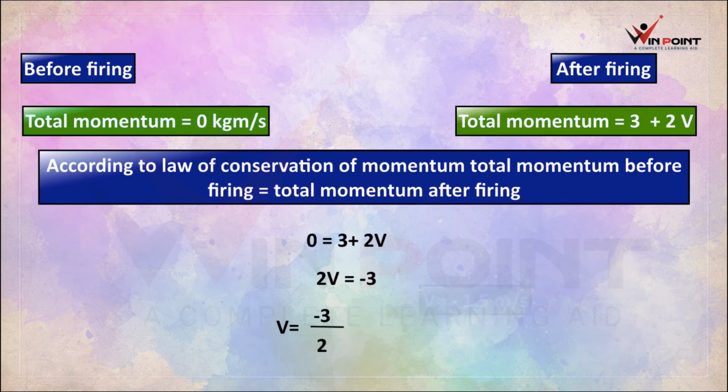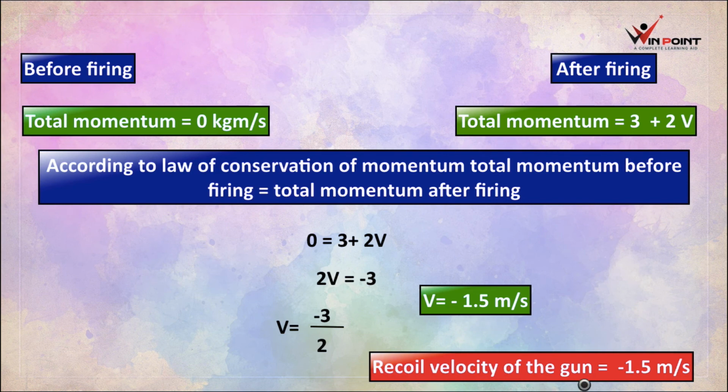It is minus 1.5 meter per second. The gun will move backward with a velocity of 1.5 meter per second. The negative sign is indicating the velocity is in backward direction. Recoil velocity of the gun is minus 1.5 meter per second.